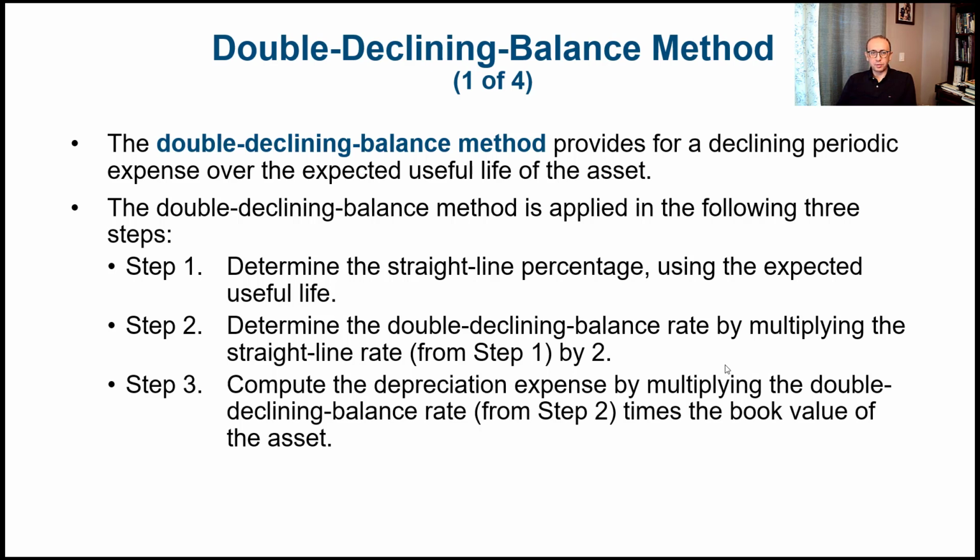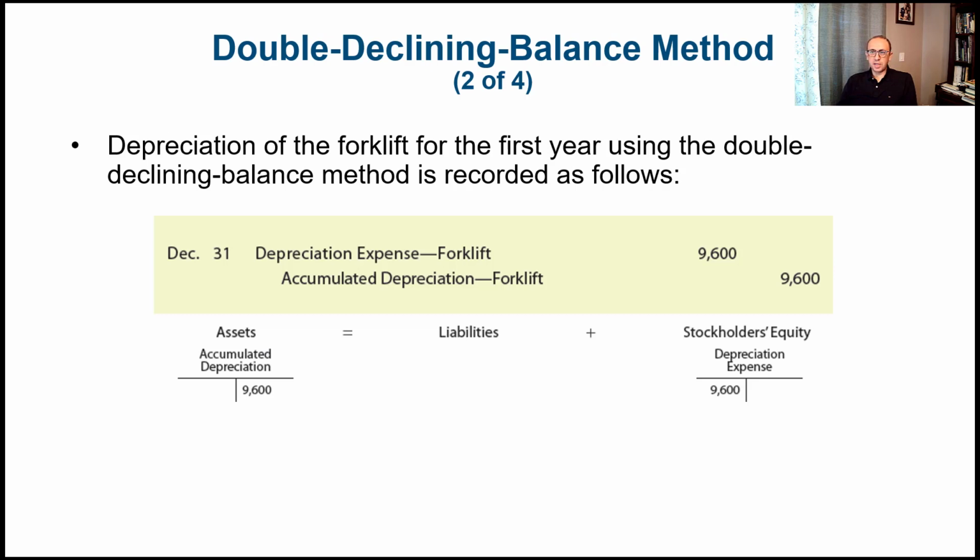The third step, we compute the depreciation expense by multiplying the double declining balance rate by the book value of the asset. And the book value in the very first year is its cost. So we don't subtract the residual value. We work with the original cost. And then in the second year, we subtract the accumulated depreciation to get the net book value and then multiply it again by the same double declining rate. So again, the journal entry would look exactly the same. You see here we have depreciation expense, accumulated depreciation, but of course the values would be different.